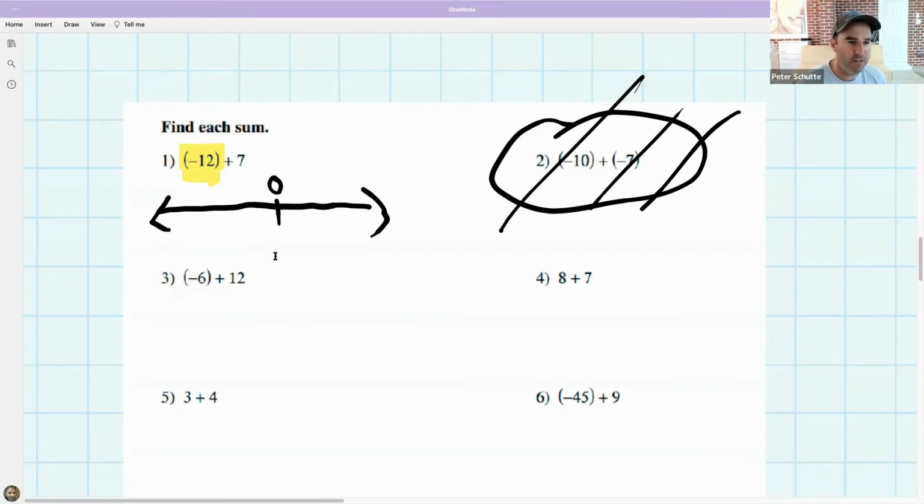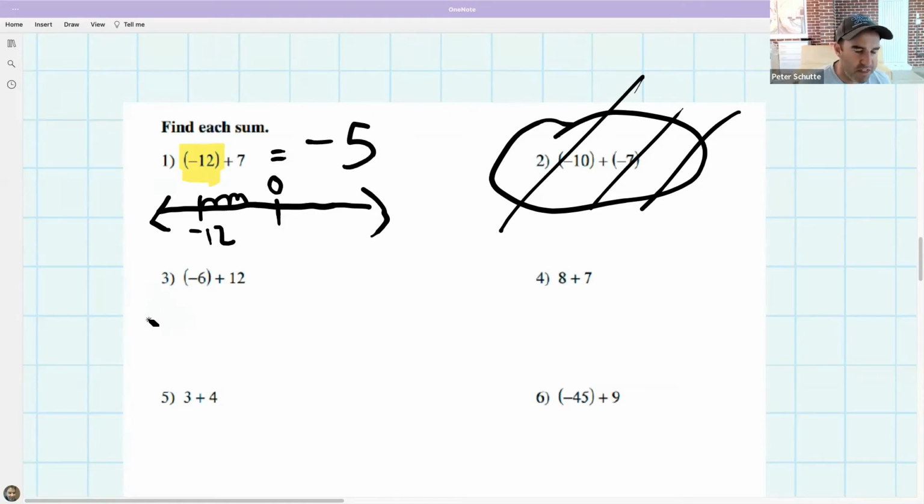The very first one, here's minus 12. If I add 7, I'm going to go 7 hops, and I'm going to get, I'm running out of space here, but I'm going to get to minus 5. So that's going to be my answer for number 1. Let me do it again.